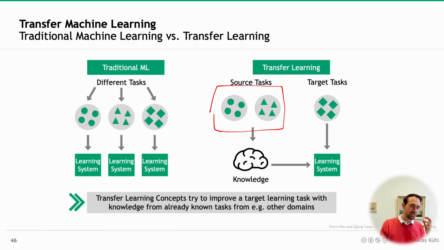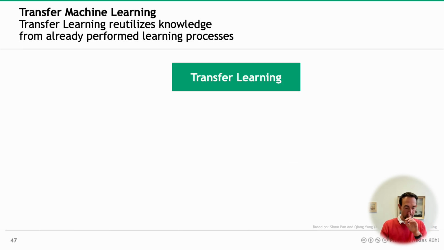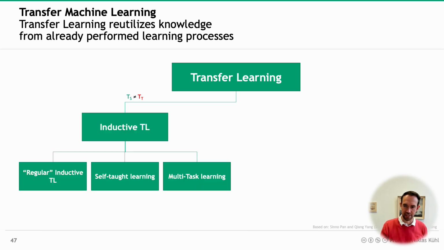So we transfer learning concepts and try to improve a target learning task, that one over here, with knowledge that is already known from other tasks. So, for example, from other domains. And now it depends on the similarities again. And we can go into different classes of transfer learning, but we'll just do this very, very superficially for today.